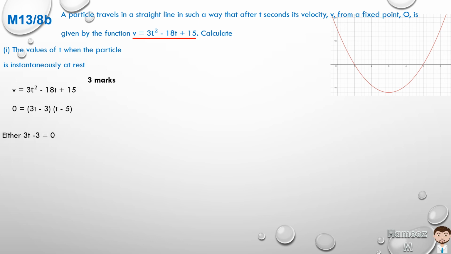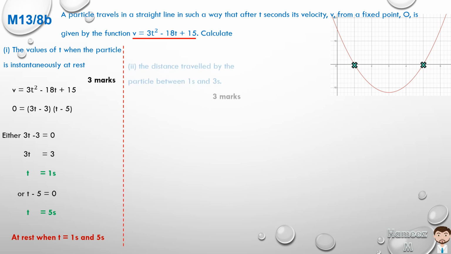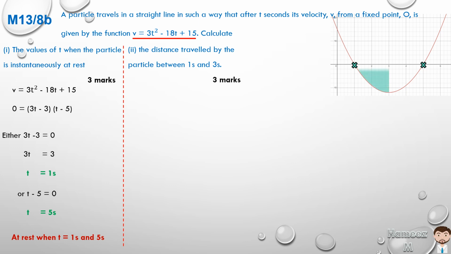So either the first brackets, 3t minus 3 is equal to 0, which means 3t is equal to 3, so t is equal to 1 second, or t minus 5 is equal to 0, so t is equal to 5 seconds. As such, the particle is at rest when t is equal to 1 second and when the time is 5 seconds. Calculate for part 2 the distance traveled by the particle between 1 second and 3 seconds.